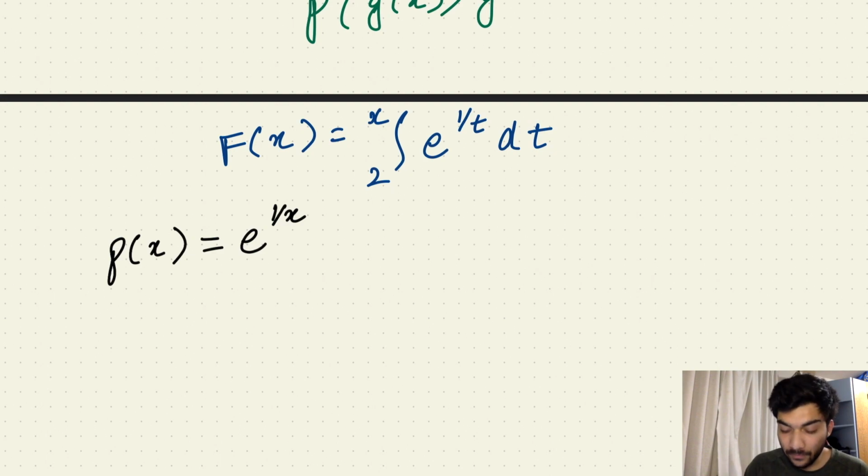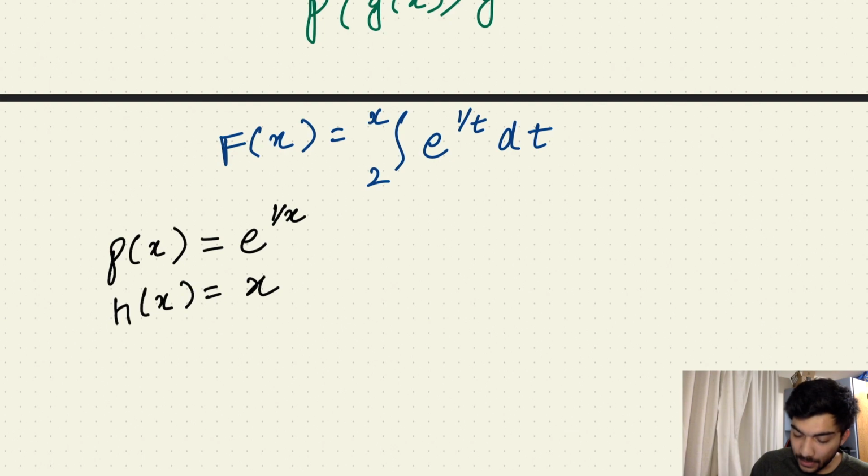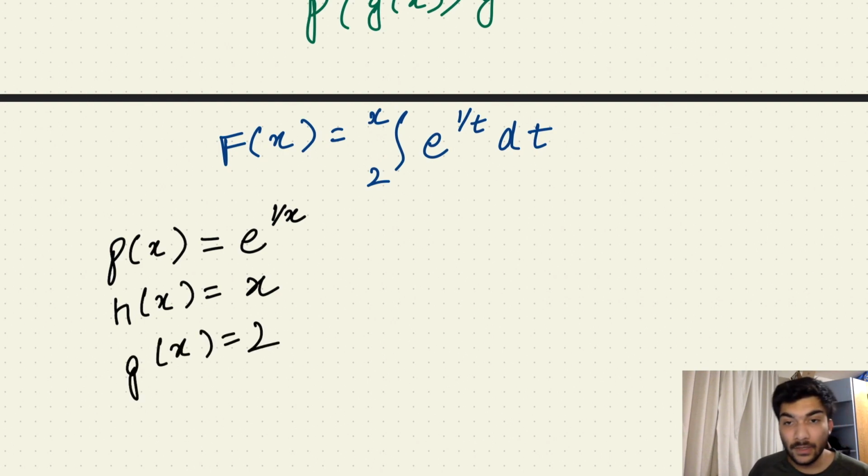So now we have f of x. And now if we notice h of x, our h of x is clearly x, which is our upper endpoint in this case. Our g of x is our lower endpoint, which is also clearly 2 in this case.